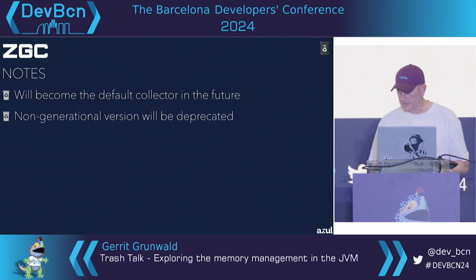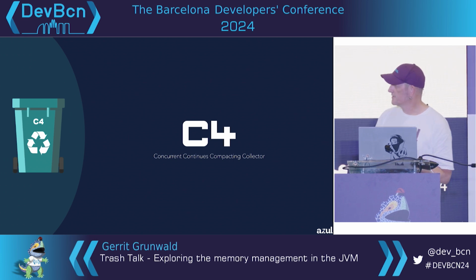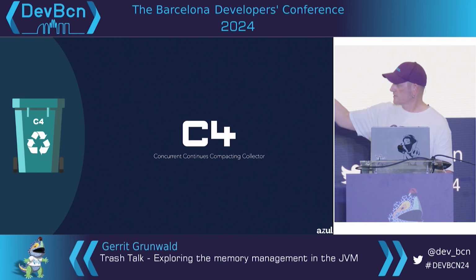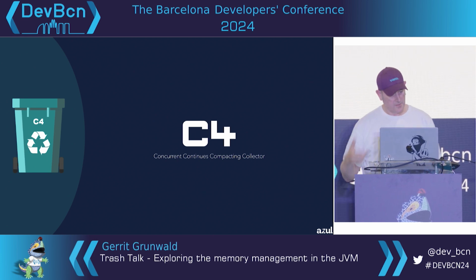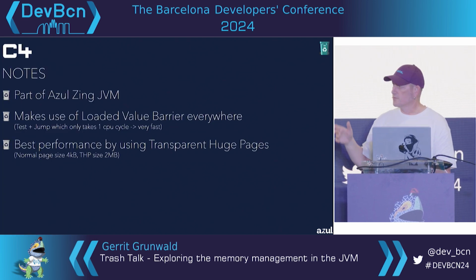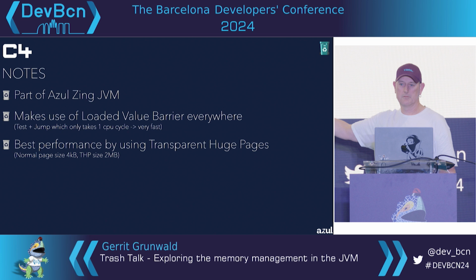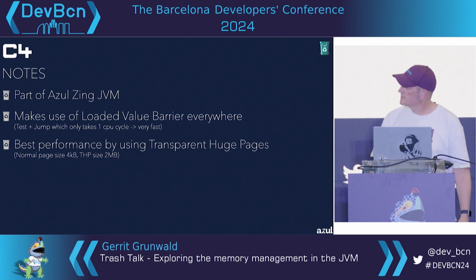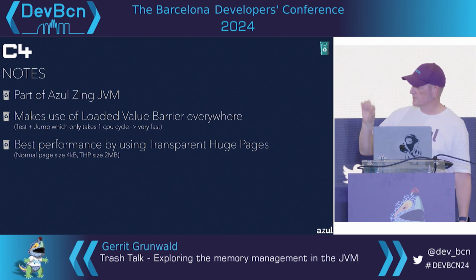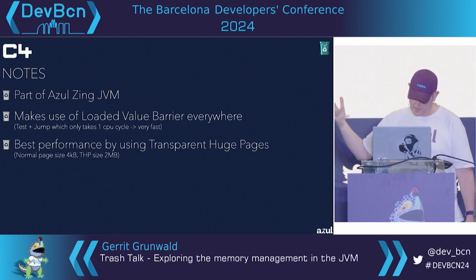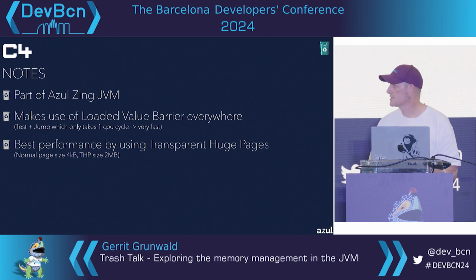And that leads me to the last one, which is C4. And this is something that we invented at Azul already 12 years ago. This is the so-called concurrent continuous compacting collector. That's for C4, 4 times C. It's only available in our own JVM. The reason why I mention it is ZGC is more or less a copy of this collector. It's really one-to-one the same thing. So it's the same algorithm and the same idea behind it. Just the generational ZGC is a little bit different than ours. But the principles are the same, and that's the reason why I can explain both with the same slides.